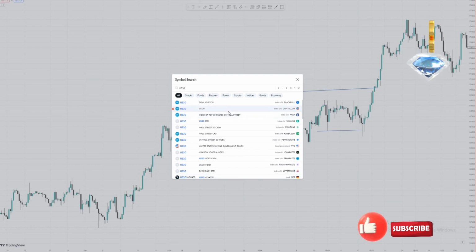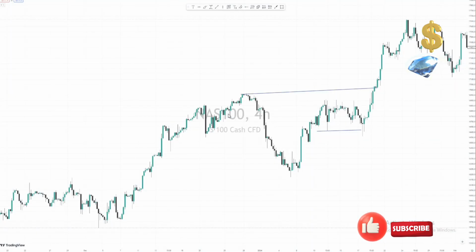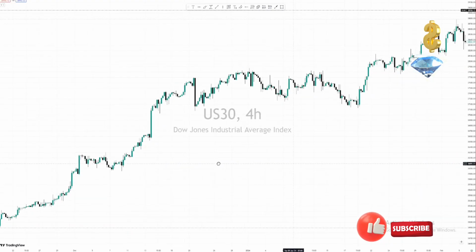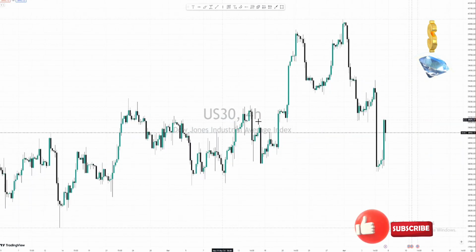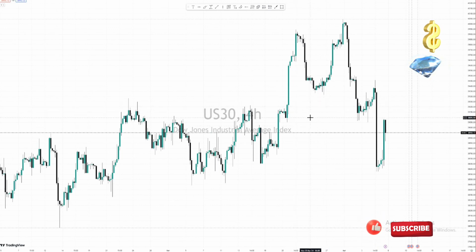Now let me also show you one good trade from US 30. It was a great one on US 30. Let me see if I can see that trade. It was a very great trade for me. Let me see if I can see that trade here. Okay, let's see to this first.